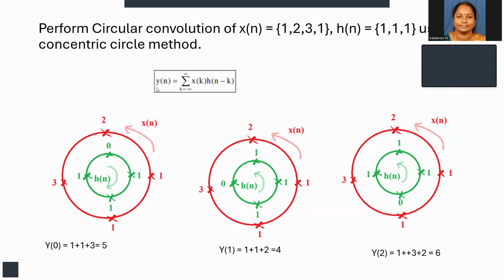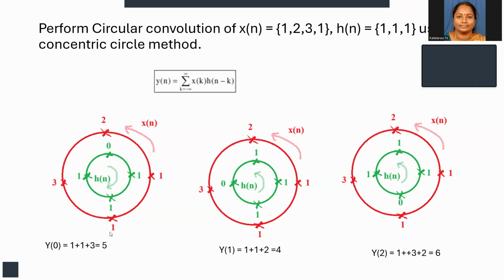Then the formula for circular convolution is y of n equals the sum over k from minus infinity to infinity of x of k h of n minus k. Among these two sequences, I can take one in the outer circle and write the other in the inner circle. So I am taking x of n in the outer circle, x of k equal to 1, 2, 3, 1. I write x of n in the anti-clockwise direction, starting here: 1, 2, 3, 1.